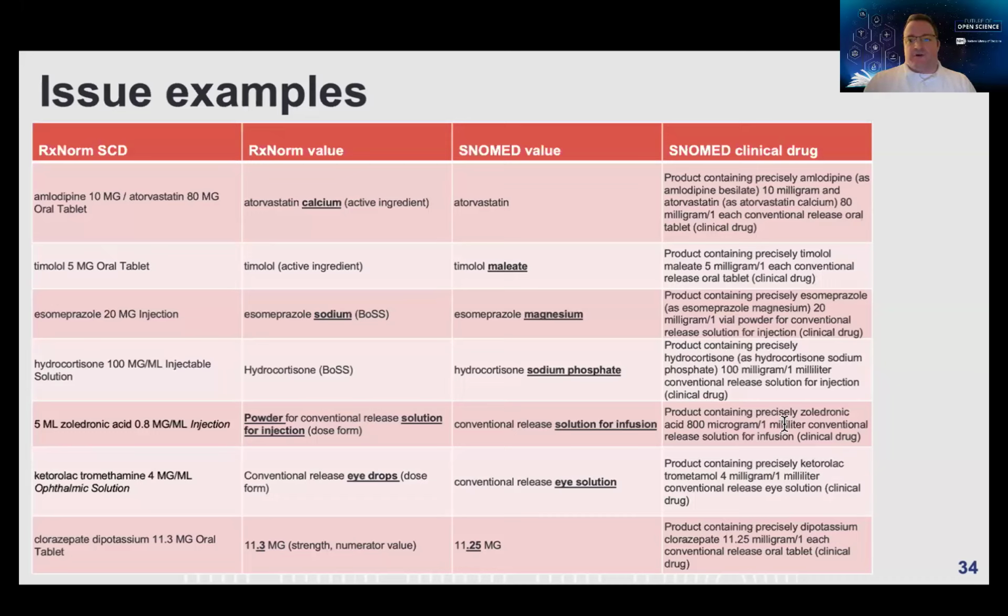So similarly for RxNorm ophthalmic solution, we configure to the most popular manufactured dose form, conventional release eye drops, but this is not so for ketorolac tromethamine. SNOMED CT uses conventional release eye solution. So that's the dose forms. We've got a lot more that we can give examples for, but I'll proceed on. Last, we have an example of a strength issue. RxNorm may have a rounding error with 11.3 as the numerator value, while SNOMED CT is at 11.25.